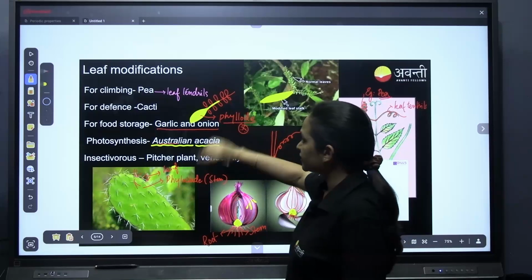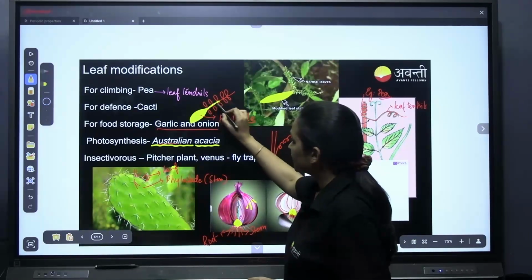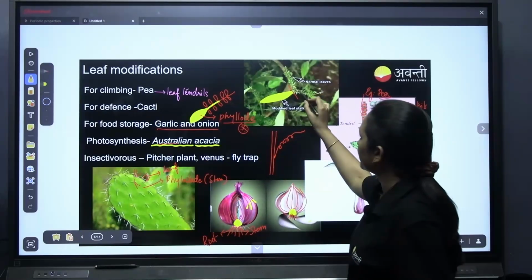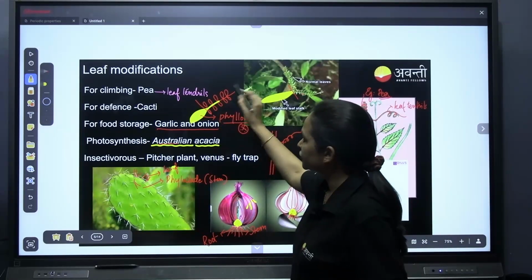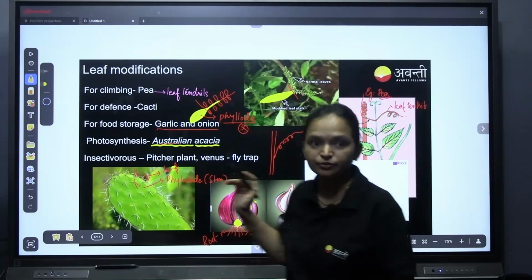And later, after the juvenile phase is gone, these leaves will degenerate and fall off, and only these will be there. If you see the acacia, only these leaves.